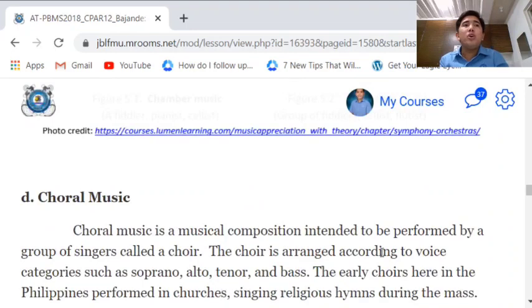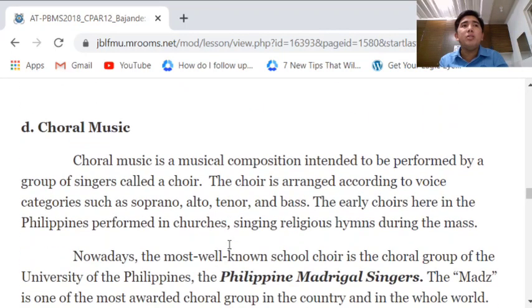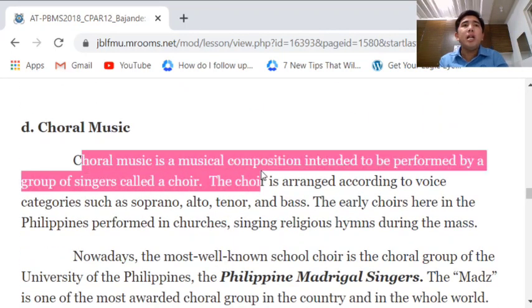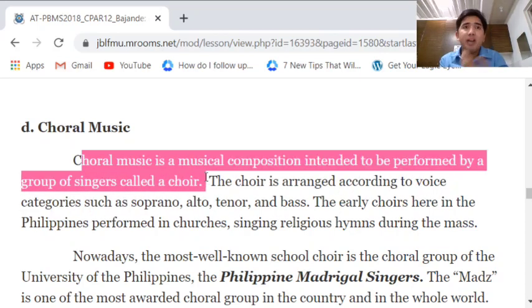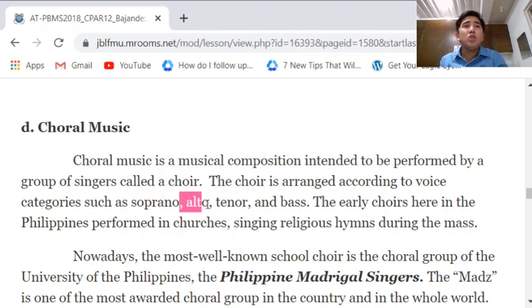So let's go to chorale music. What is chorale music? Chorale music is a musical composition intended to be performed by a group of singers called a choir, of course. The choir is arranged according to voice categories such as soprano, alto, tenor, and bass. Okay? So there are classifications when you engage yourself in a choir, right? So those who enter a choir are classified as soprano, tenor, alto, or bass.